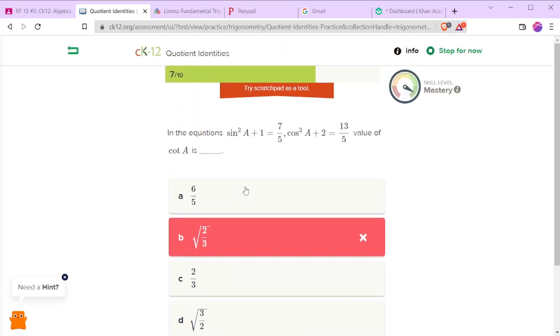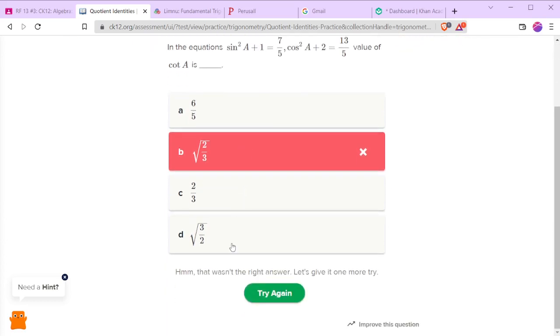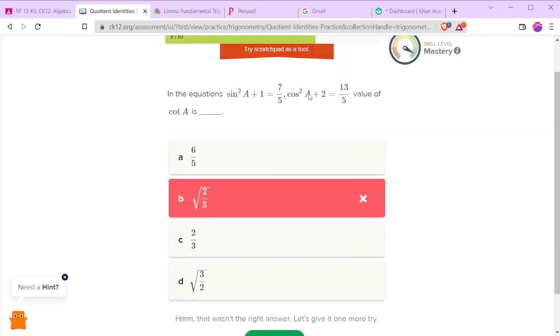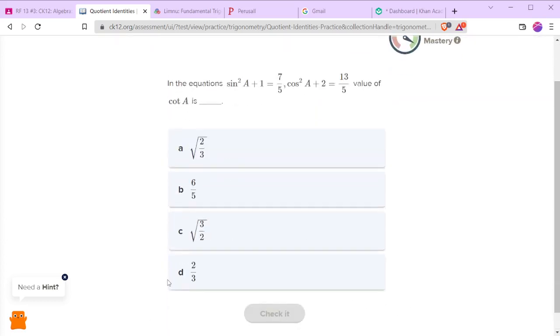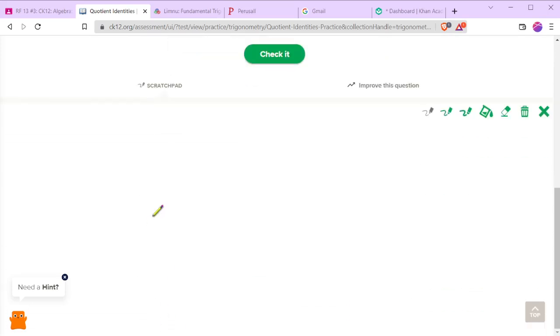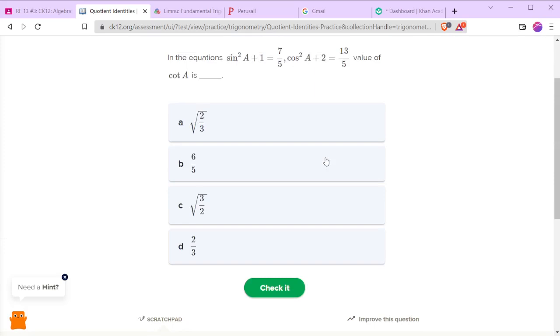They're saying this is incorrect. Okay, let's try the scratch pad, which I suppose we could be doing here from the start. It's got a built-in whiteboard.